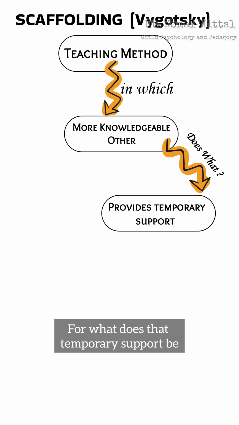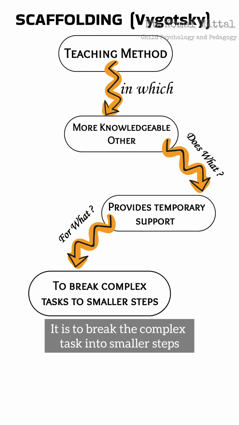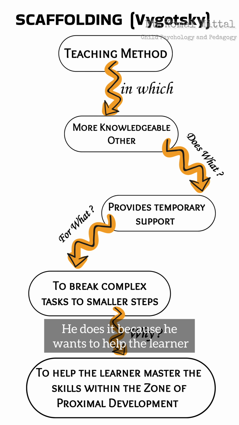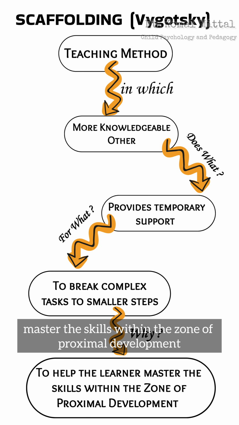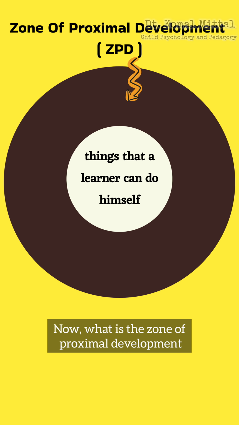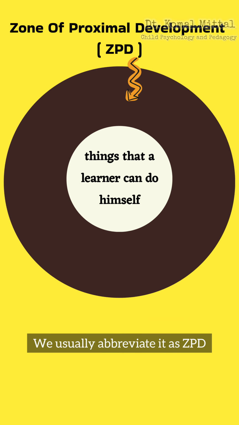What is that temporary support for? It is to break the complex task into smaller steps. And why does he do that? He does it because he wants to help the learner master the skills within the zone of proximal development. Now, what is the zone of proximal development? We usually abbreviate it as ZPD.